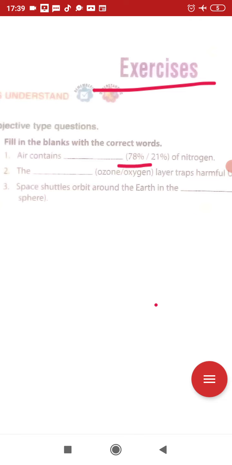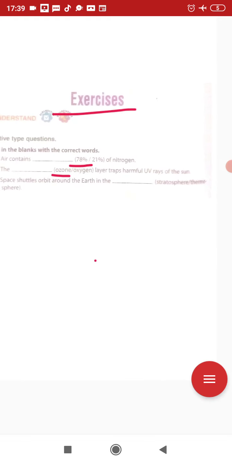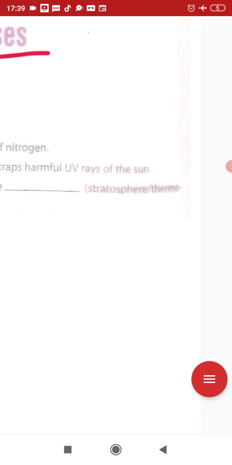You will understand about the formation of the ozone layer, the impacts of the ozone layer, the impacts of UV rays, and ozone depletion in your upper classes. Okay, now question number 3. Space shuttles orbit around the Earth in dash layer. Which layer can space shuttles be found in? Space shuttles orbit around the Earth in the thermosphere layer. Thermosphere, that is the answer.